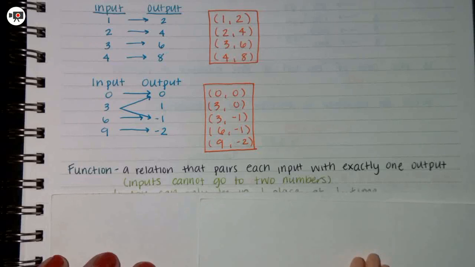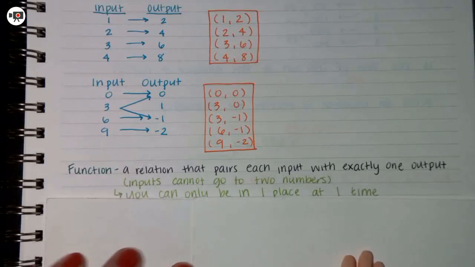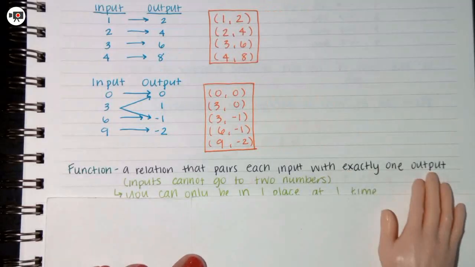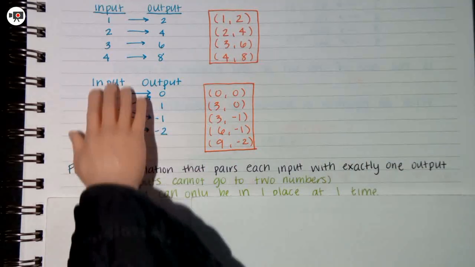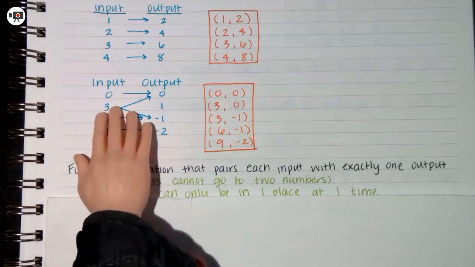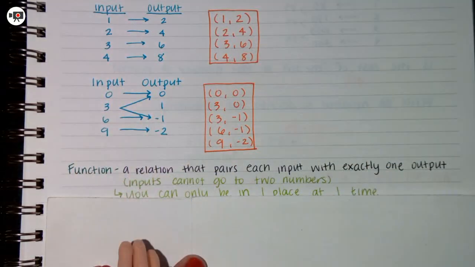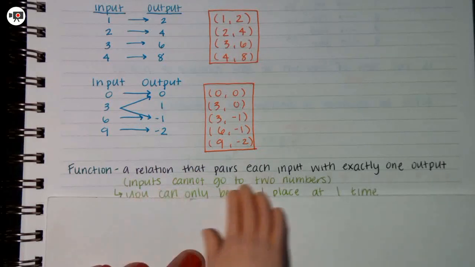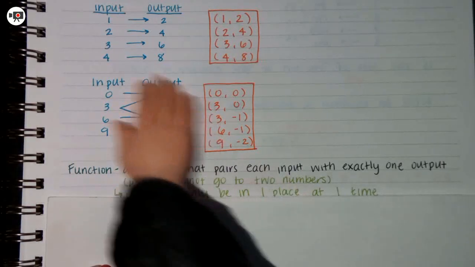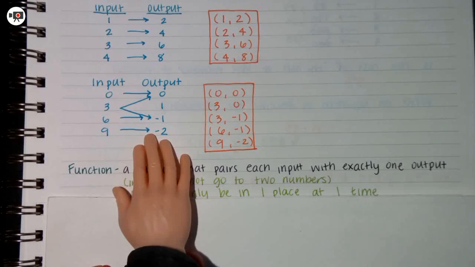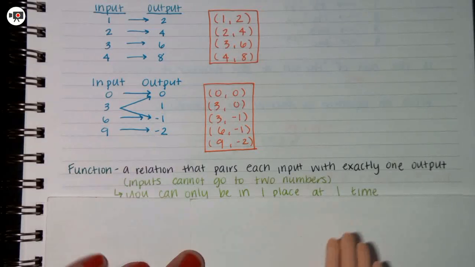And a function is a relation that pairs each input with exactly one output. So that means that each input can only have one arrow going out from it. Inputs cannot go to two different numbers. So this is not a function. It is a relation, but not a function.